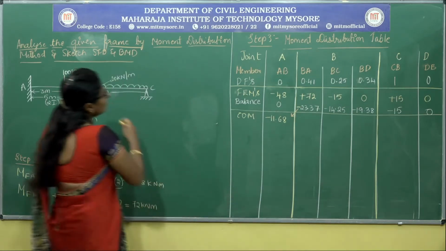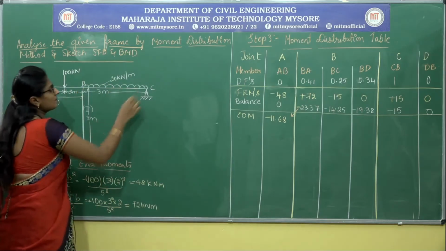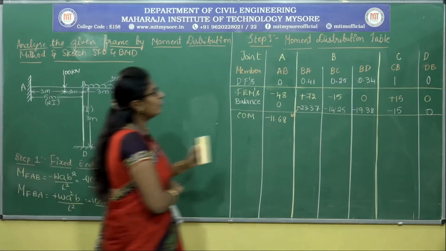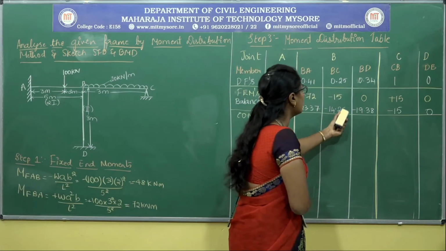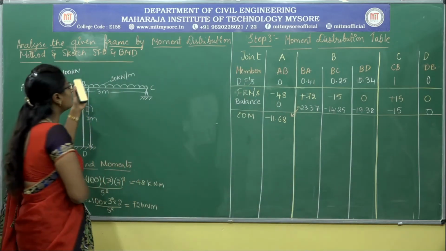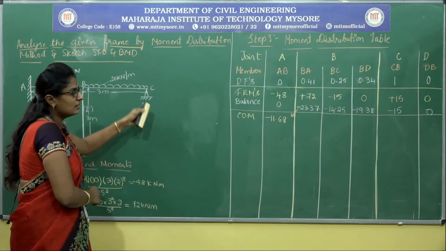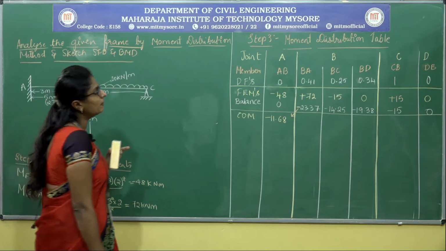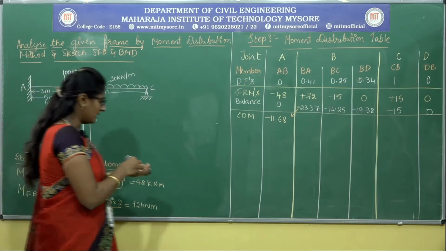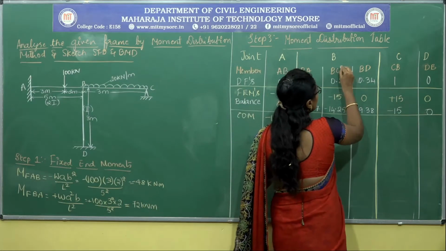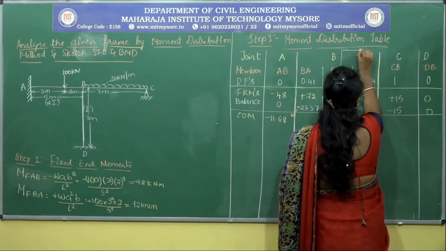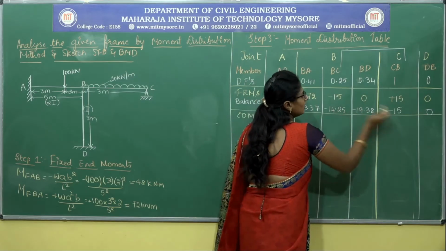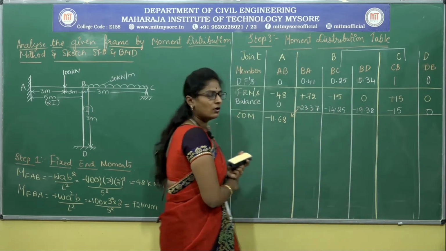Next, let us consider the next member BC. So BC, the balanced moment at B is minus 14.25. So half of minus 14.25 has to be transferred to the other end if the other end is fixed. But here the other end is hinged. Therefore, no moment is transferred from BC to CB. So from here the transferred moment from BC to CB. Since the CB is hinged, therefore nothing is transferred at this end.